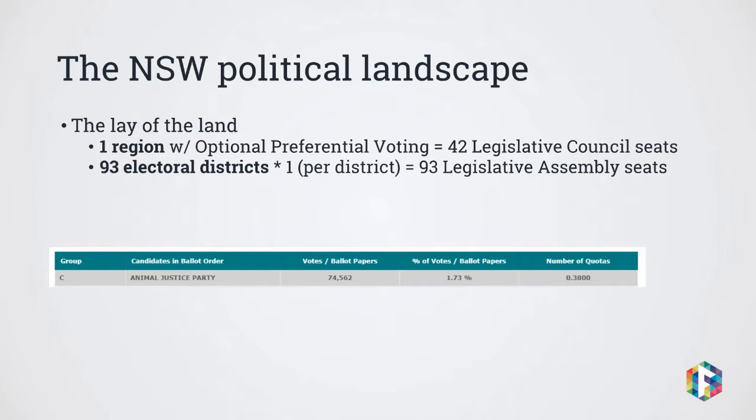Now, what that means in relation to the scale of our campaign is that for the upper house, the way it works is there is one region with optional preferential voting, which results in 42 legislative council seats. That's the upper house. For the lower house, there are 93 districts and one candidate is elected per district, meaning there will be 93 legislative assembly seats filled after the election. Now we will be focusing our attention on contesting the upper house, our legislative council seats.